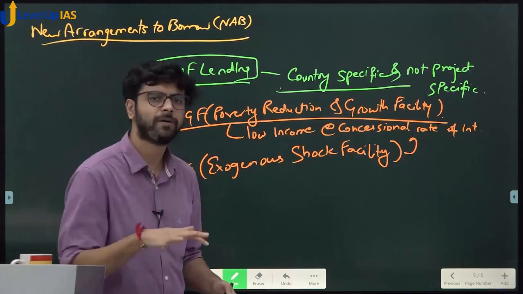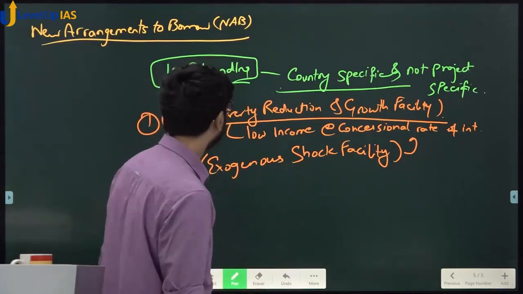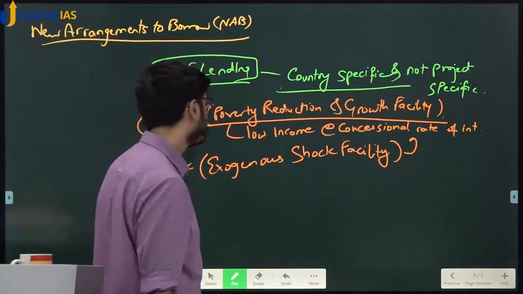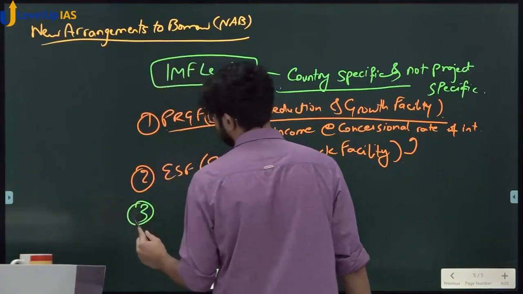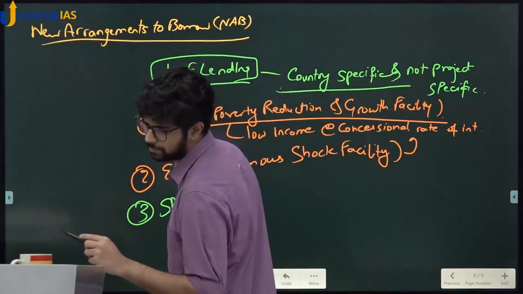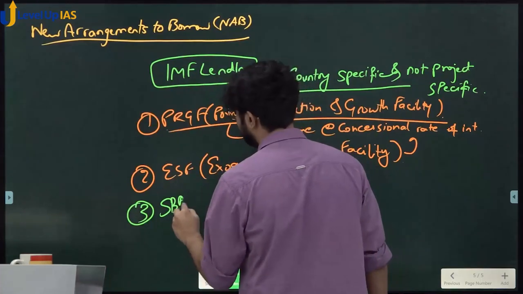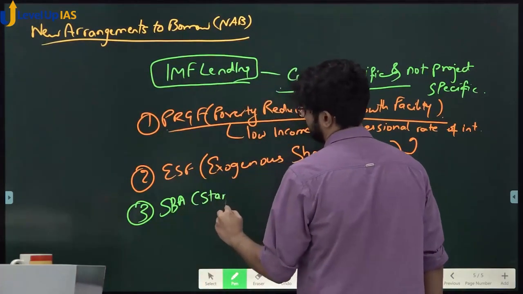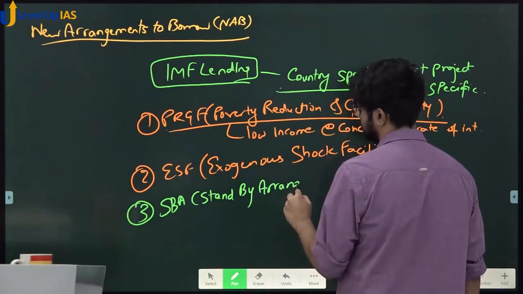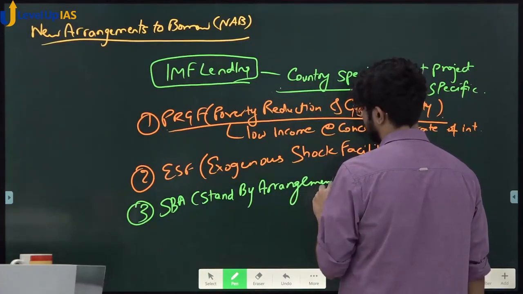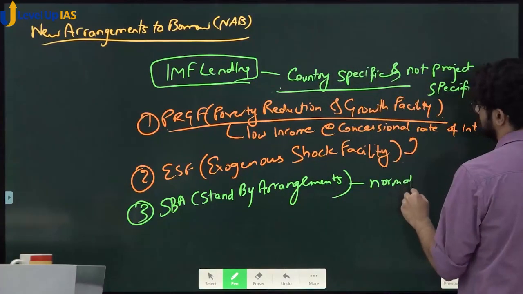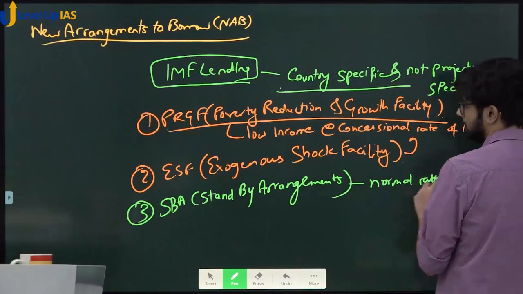Then there are two windows which are non-conventional. Non-concessional. They are applicable for all countries. Jisko chahiye le lo, but they are not given at a concession. They are not given at a discount. One is SBA, standby arrangements, all countries, normal rate, not discounted rate.